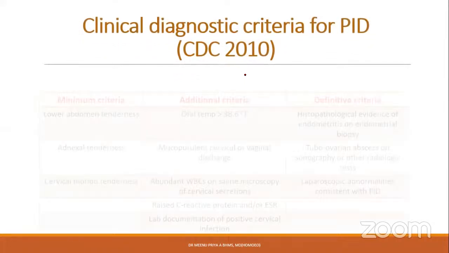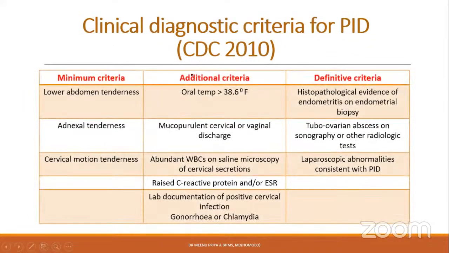Clinical diagnostic criteria for PID. There are three criteria: minimum criteria, additional criteria, and definitive criteria. The minimum criteria is lower abdomen tenderness. This is how the patient will present with the symptom. And then adnexal tenderness and cervical motion tenderness. These are the minimum criteria.